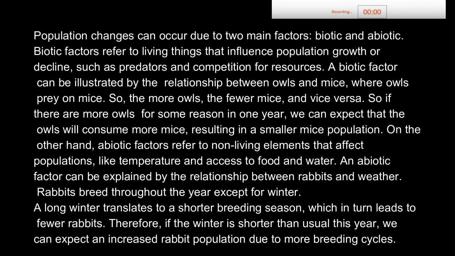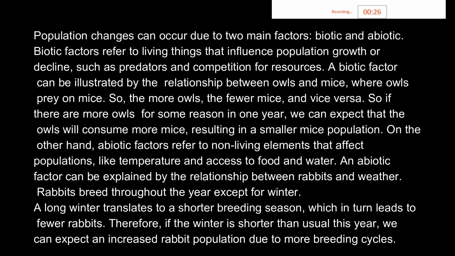This is a sample response. Population changes can occur due to 2 main factors, biotic and abiotic. Biotic factors refer to living things that influence population growth or decline, such as predators, and competition for resources. A biotic factor can be illustrated by the relationship between owls and mice, where owls prey on mice. So, the more owls, the fewer mice, and vice versa.